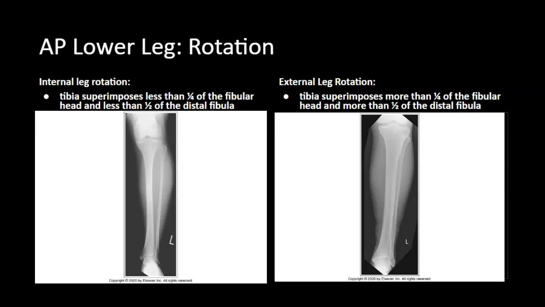When there's external rotation, just the opposite happens. The tibia starts to superimpose more of the fibula. Might be more than 1/4 of the fibular head and more than 1/2 of the distal fibula.